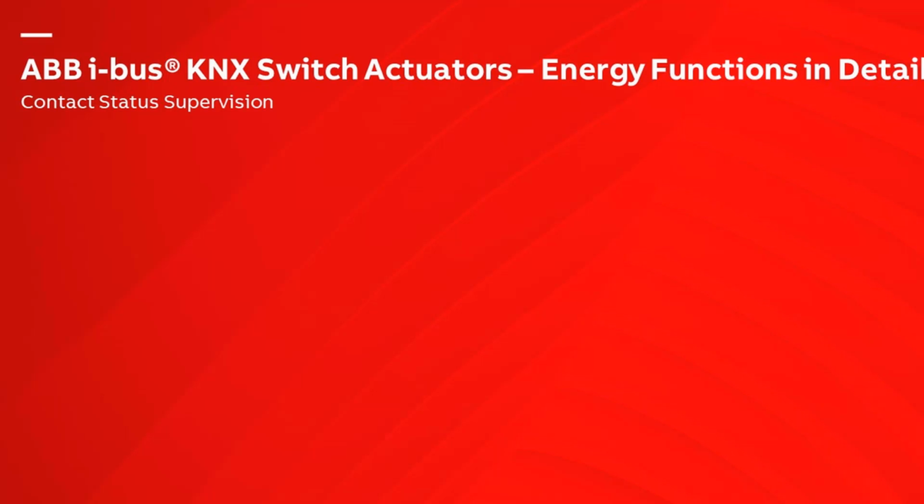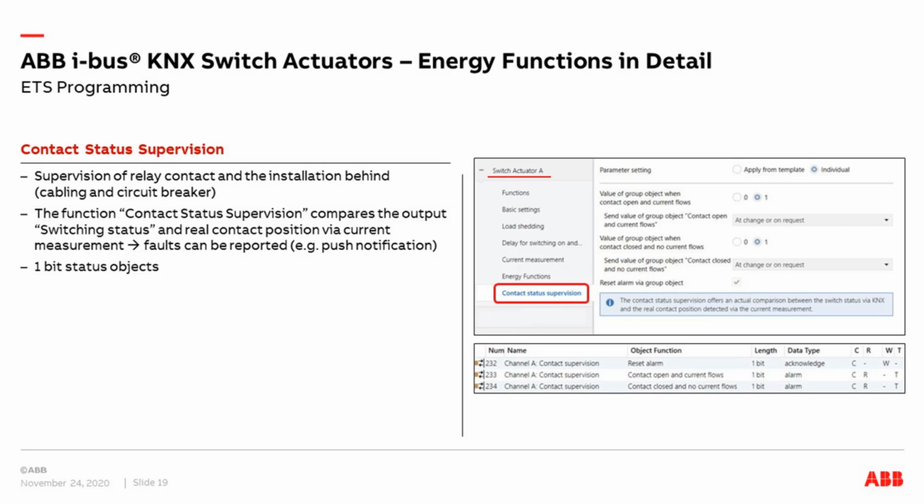So let's come then to contact status supervision. I like this feature because it's quite a multi-purpose feature. You can use it for different purposes. What is behind this contact status supervision? In principle, we compare the status of the relay, open or closed, with the current measured. And out of this, we can evaluate two typical situations. And for each of these two situations, we get an individual feedback.